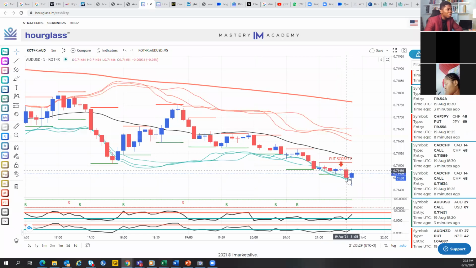But now it has broken out of this zone. As it has broken out of this zone, it has created a new support line, and therefore it's going to create a new resistance line. So I've just told you guys that SRT is the support and resistance.